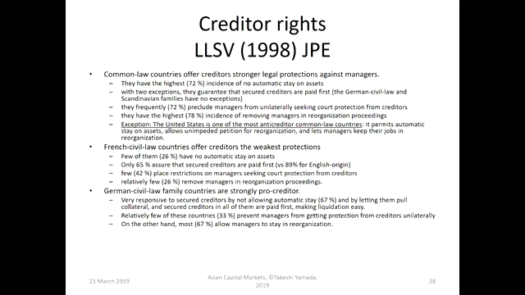So for common law, let's go through this. They have the highest incidence, 72%, of no automatic stay on assets. If there is an automatic stay, the creditor cannot go in and take possession of the collateral. If there's no automatic stay, then the creditors can go in. So 72% have no automatic stay on assets.